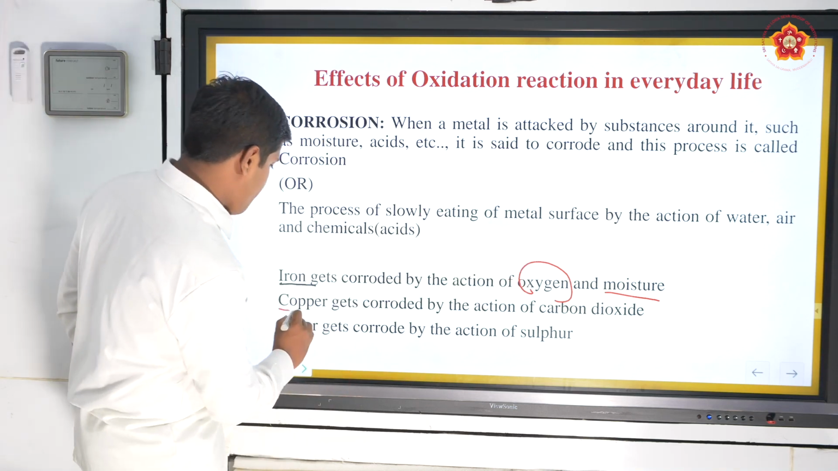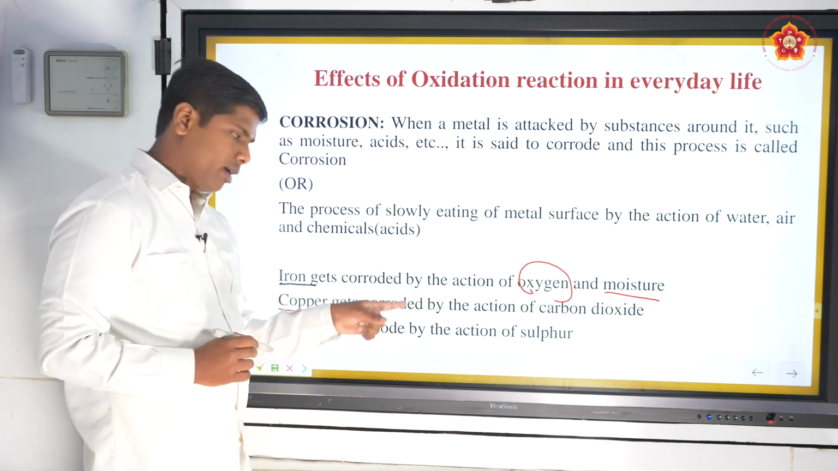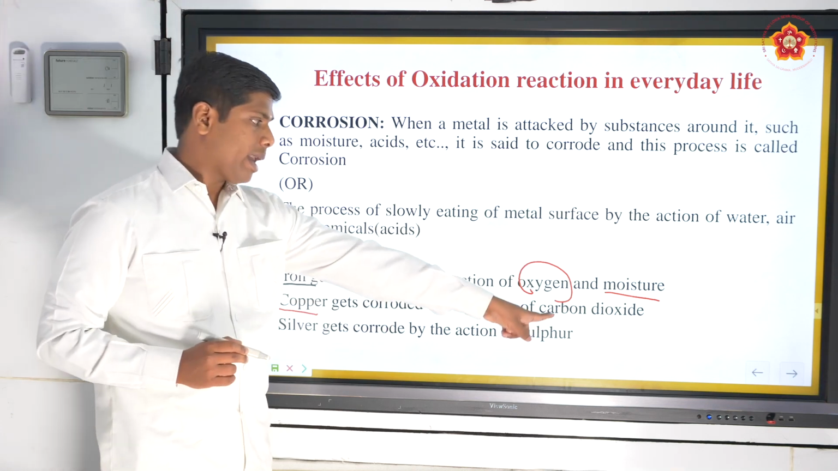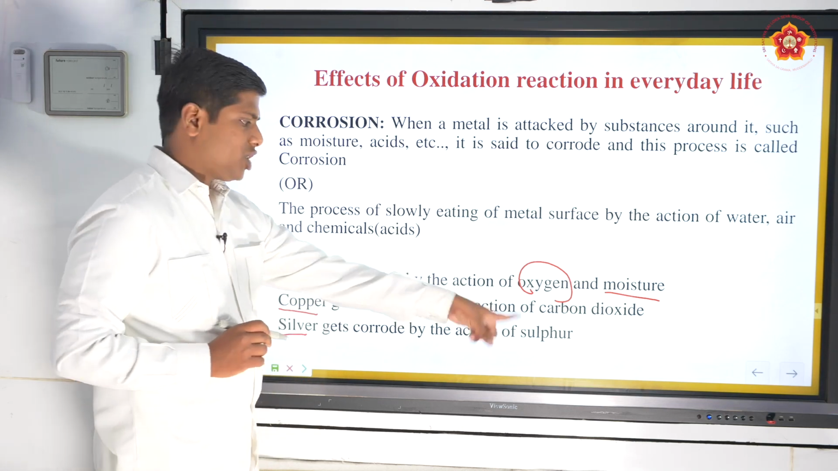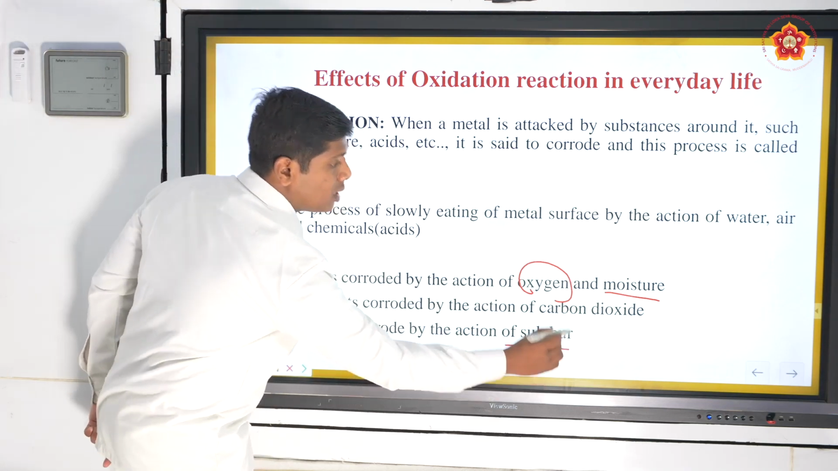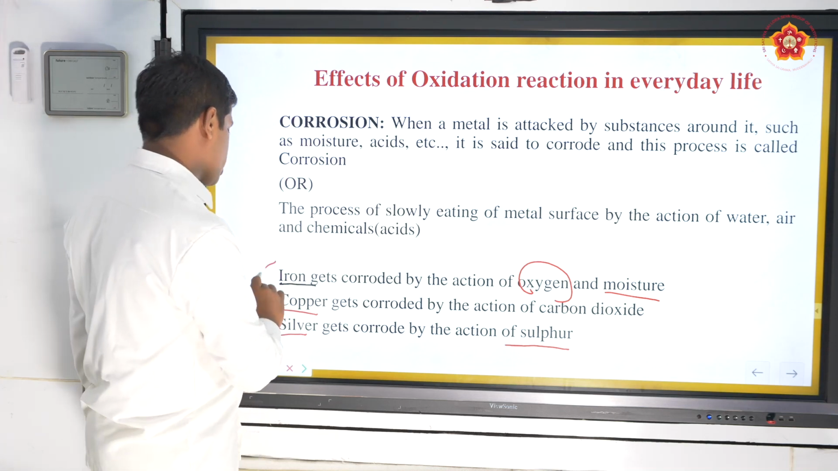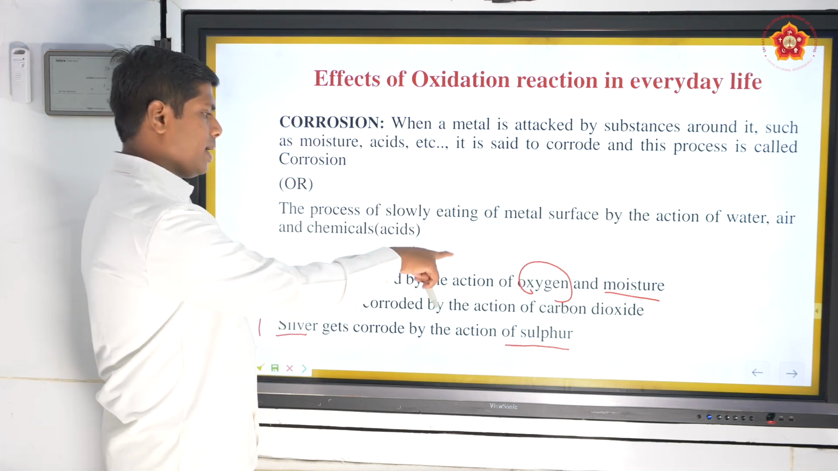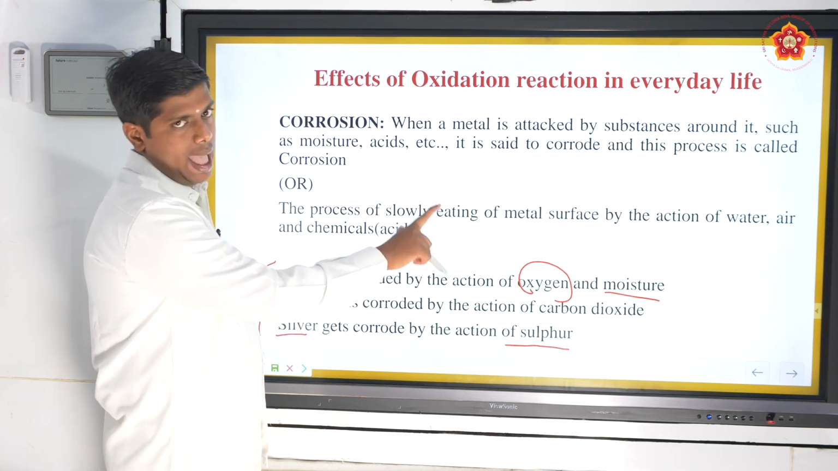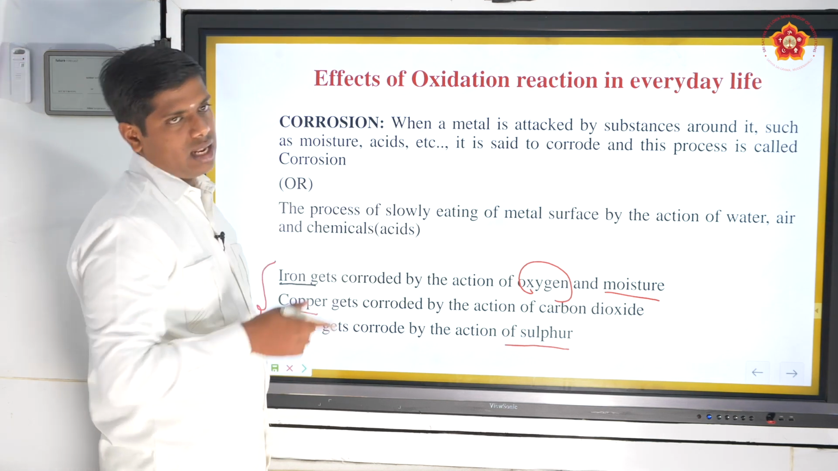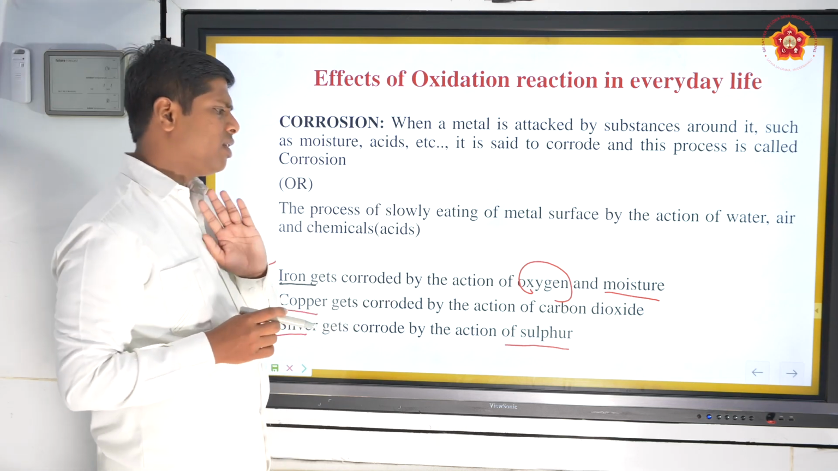Copper gets corroded by the action of carbon dioxide. Silver gets corroded by the action of sulfur. These are most important. How they get corroded: iron by the action of oxygen and moisture, copper by the action of carbon dioxide, silver by the action of sulfur.